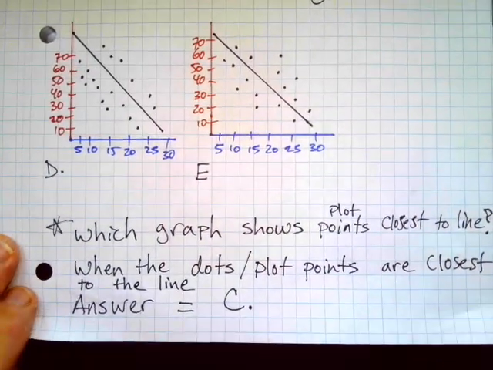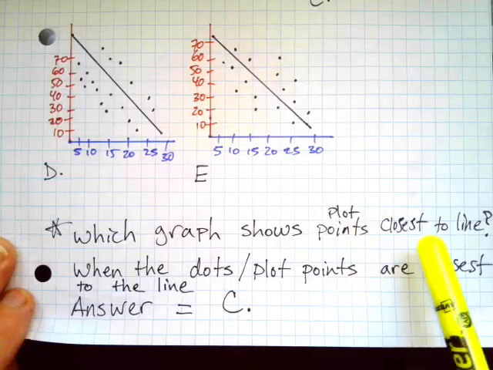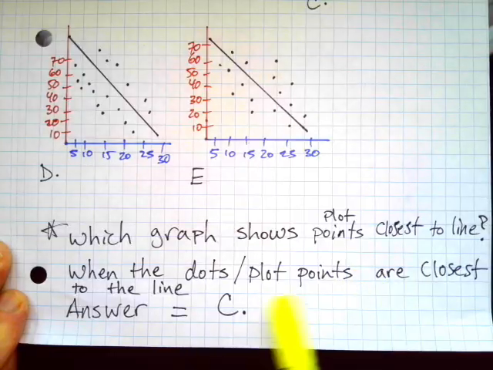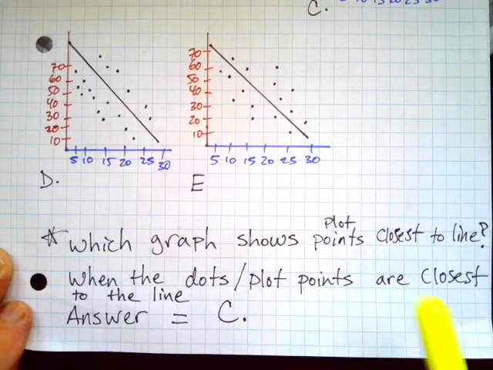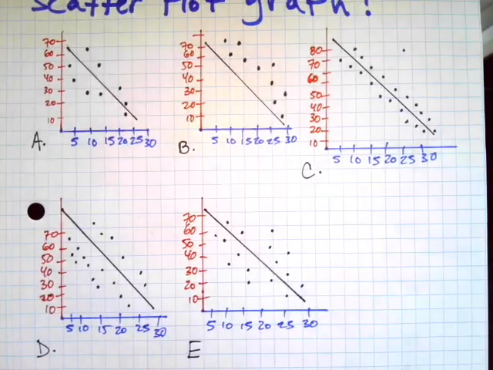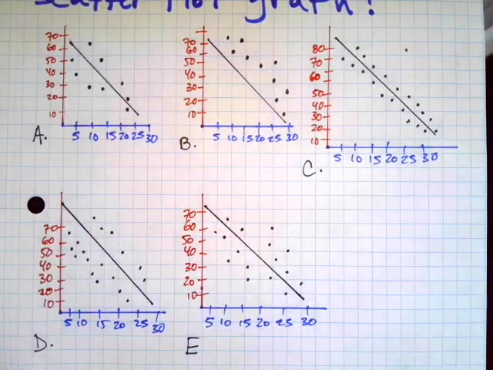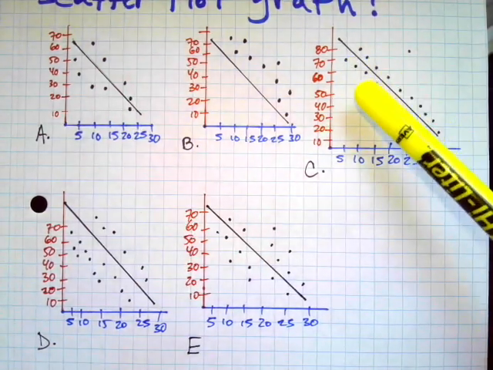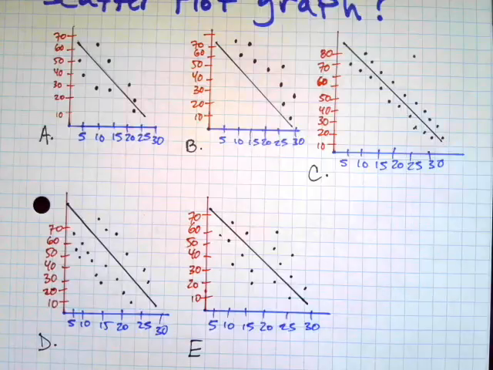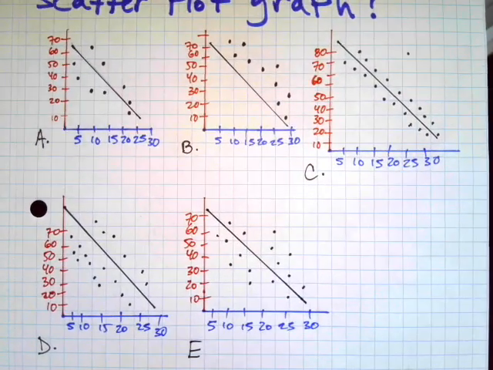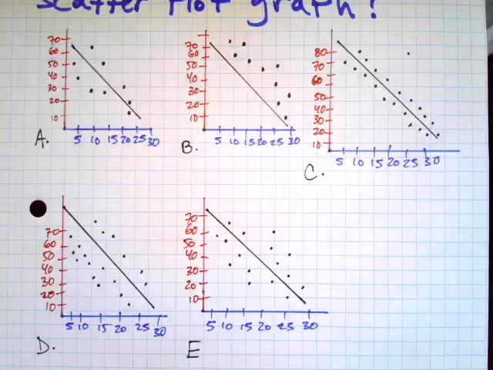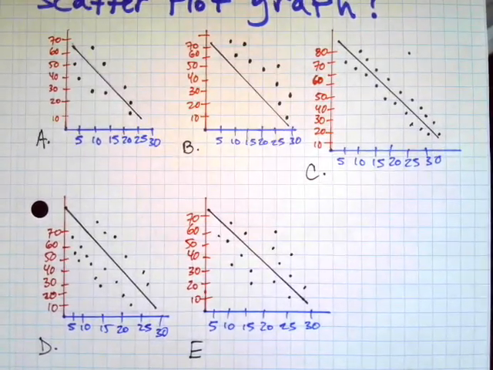So your answer, which graph shows the plot points closest to the line? When the dots or plot points are closest to the line, your answer is C. So the graph C that you see here has the tightest fit of number data on both sides of that, say, average line. So C for scatter plots would be the strongest correlation. Your answer is C.